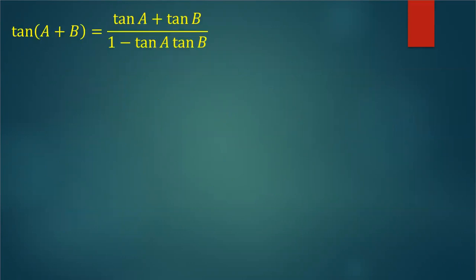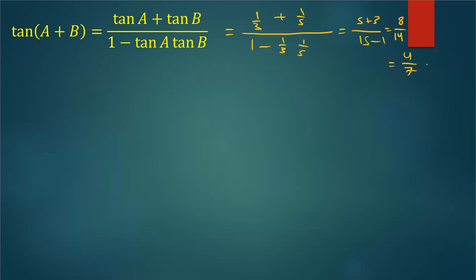What is tan of A plus B? It's tan A plus tan B over 1 minus tan A tan B. I know that tan A and tan B are 1 over 3 and 1 over 5, remember? So I'm going to substitute these values. Tan A is 1 over 3 plus 1 over 5 here, and then 1 minus 1 over 3 times 1 over 5. After simplifying, I will multiply by 15 up and down. That will yield 5 plus 3 up and 15 minus 1 down. So this will be 8 over 14. You can simplify that, of course, to 4 over 7. This is the tan for the first two angles.